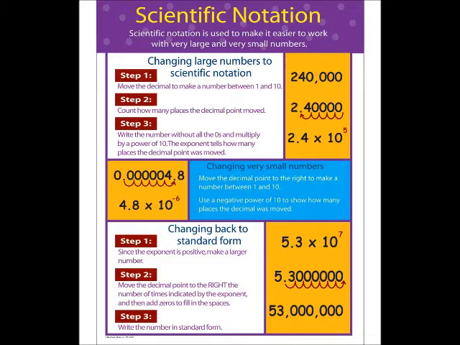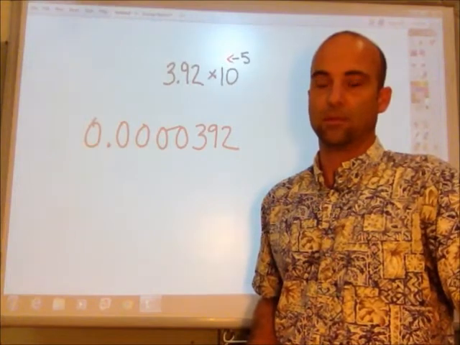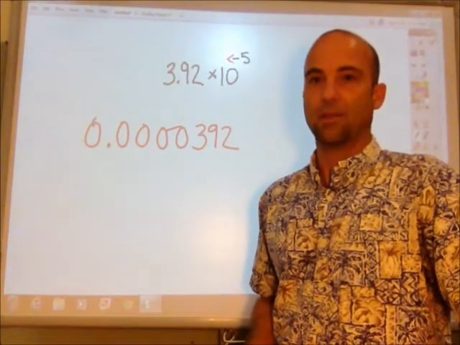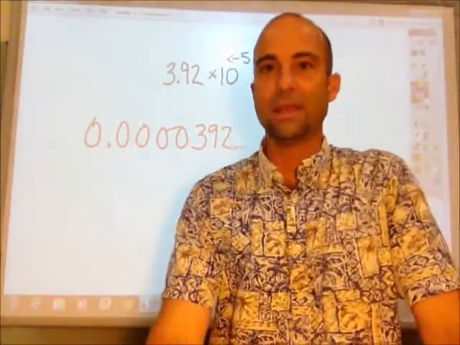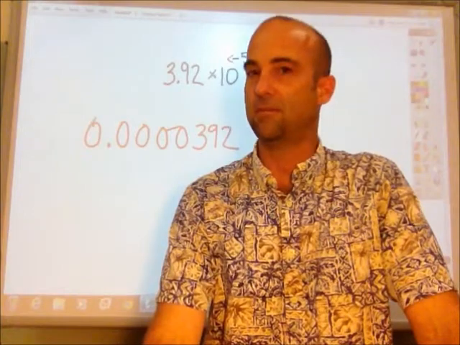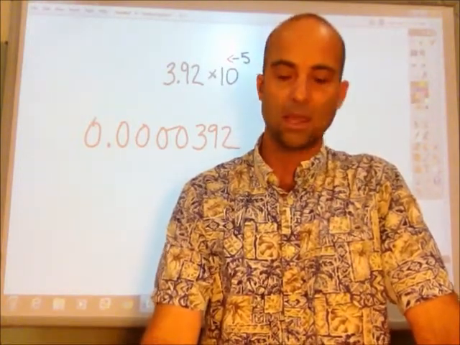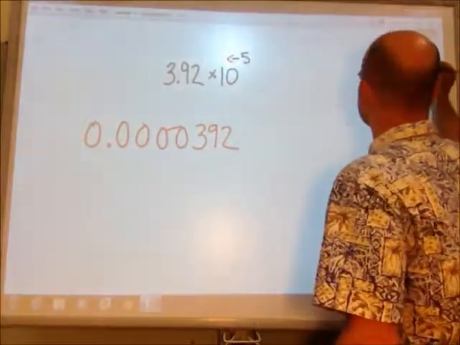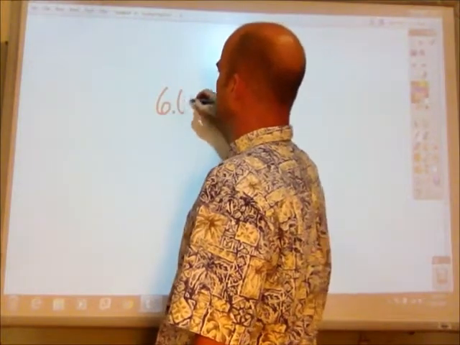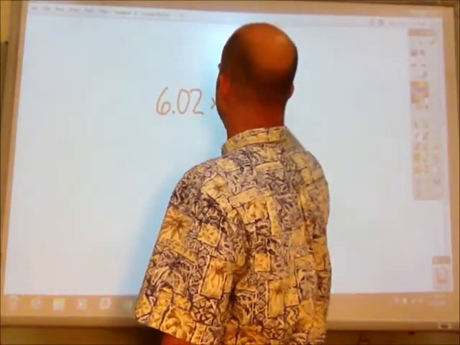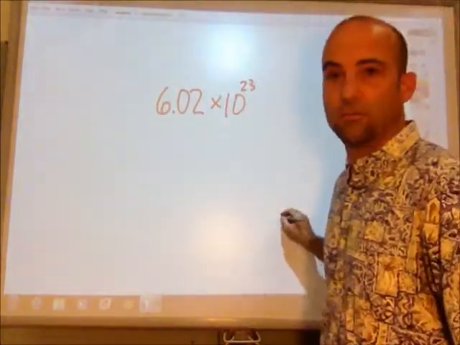Now, one more thing that I want to mention here, which is your calculator is your best friend in chemistry. And you need a calculator friend in chemistry. The calculator will make your life easier if you know how to use it. And scientific notation is frequently entered incorrectly on the calculator. So, if we have a number, 6.02 times 10 to the 23rd power, that's a famous number in chemistry, known as Avogadro's number.